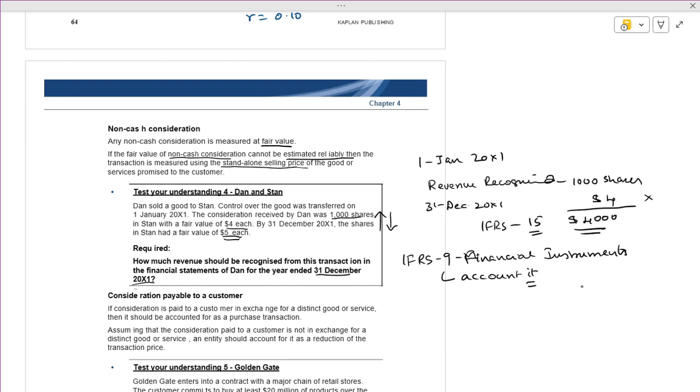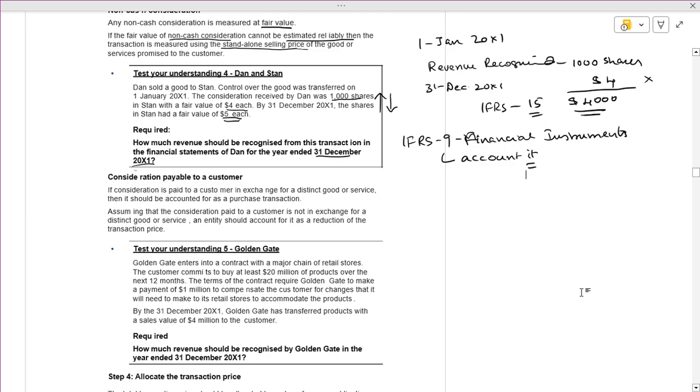This means that if it is identified, then only we have to take that into consideration. If it is not, then we cannot assume and presume, and it could be consideration payable to the customer. Every concept is supported with a small test your understanding. This is very important. If consideration is paid to the customer in exchange for distinct goods or services, then it is counted as a purchase transaction.